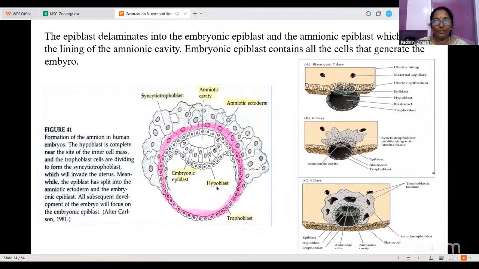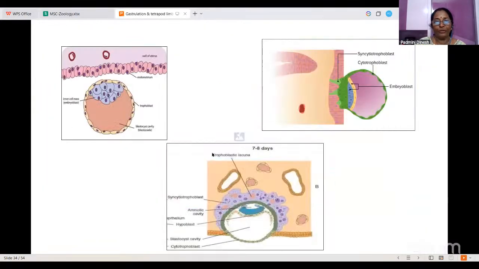And below that, you have this yolk sac, and the yolk sac is covered by this hypoblast layer over there, and also a little bit of trophoblast. Now, the embryonic epiblast contains all the cells that generate the embryo. So this layer is the one that is going to generate the embryo. So how is it going to be forming over there?